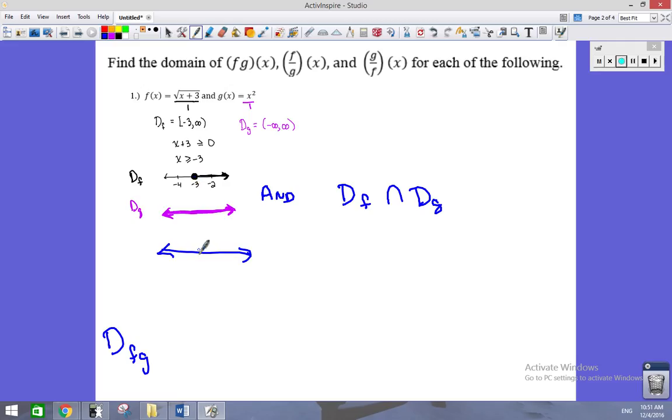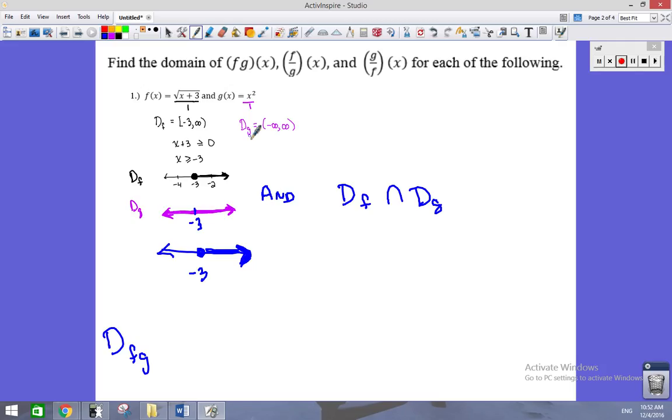So this negative 3 is shaded in both, because right here, say, is negative 3. But to the left of negative 3 is not shaded in f, so it can't be shaded in both, and it won't be shaded in my intersection. To the right of negative 3 is shaded in the domain of f, it's shaded in the domain of g, it's going to be shaded in my answer.